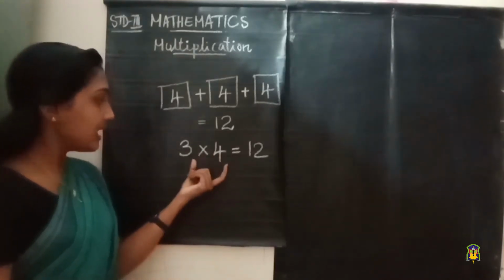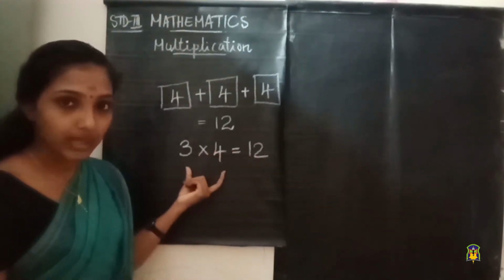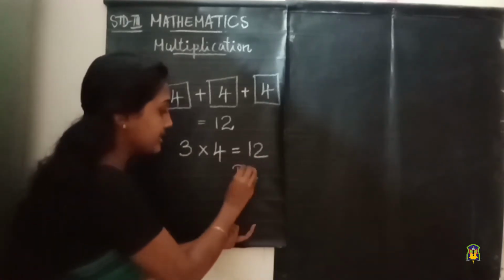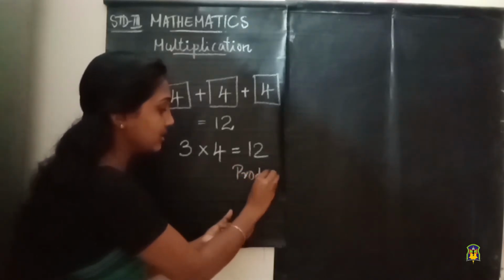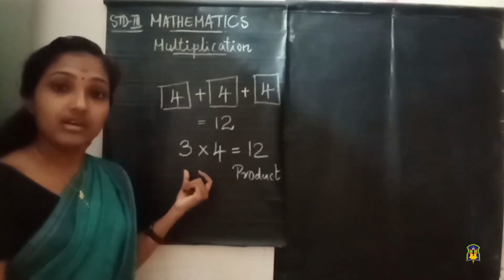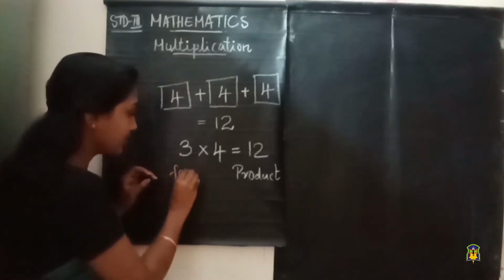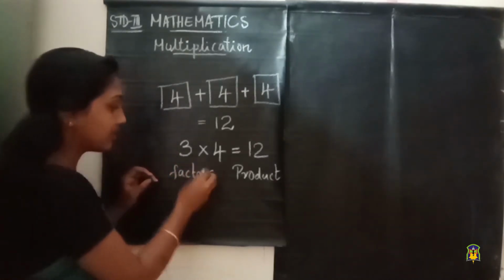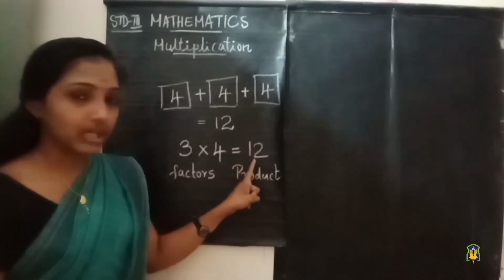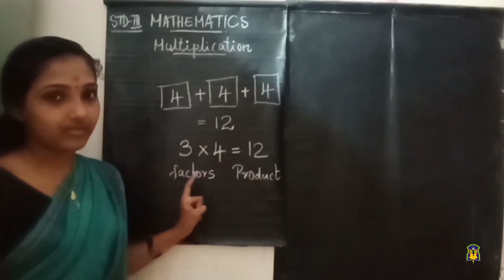And here 12 is called the answer that we get after multiplying two numbers. So 12 is called the product. Here the answer in multiplication is called the product. And here 3 and 4 are called the factors. So 3 times 4 gives 12, where 12 is the product and 3 and 4 are the factors of 12.